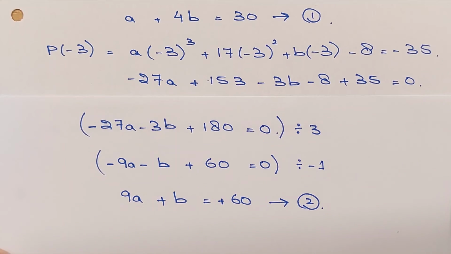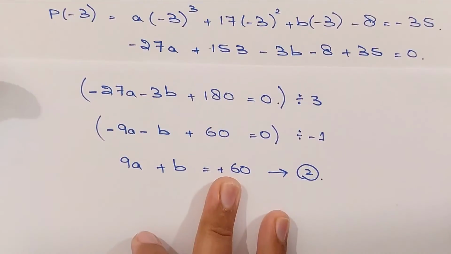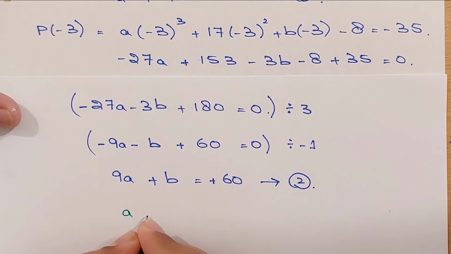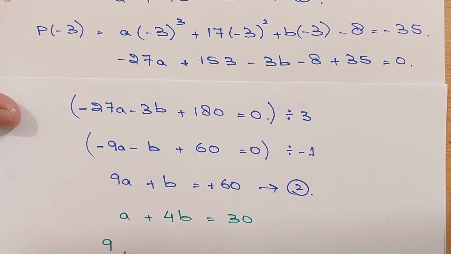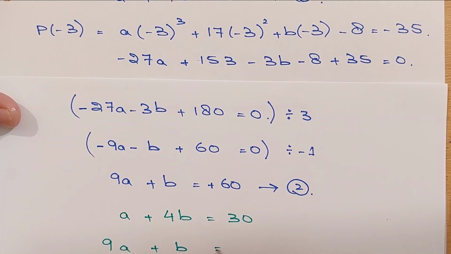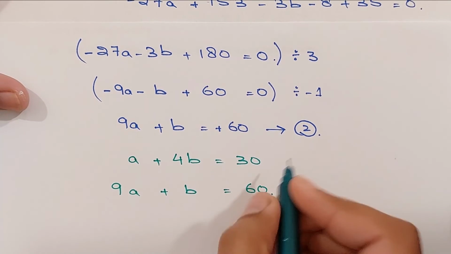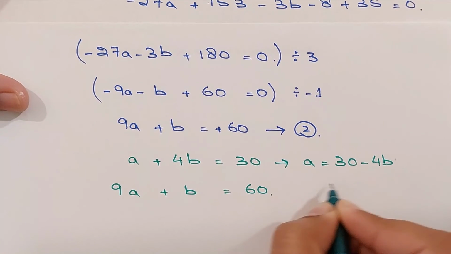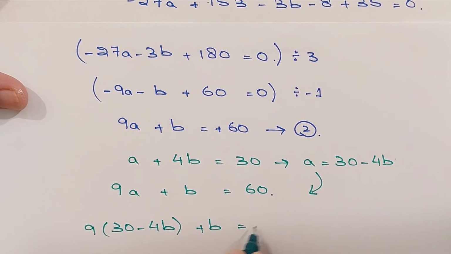We have to simplify both of them to get the value of a and b, and at the end we have to verify that a value equals the b value. Right, let me rewrite the two equations. So a plus 4b equals 30, and 9a plus b equals 60. Right, okay, so from the first equation, if I use the substitution method, a equals 30 minus 4b, and substitute that into the second. So 9 times 30 minus 4b plus b equals 60.